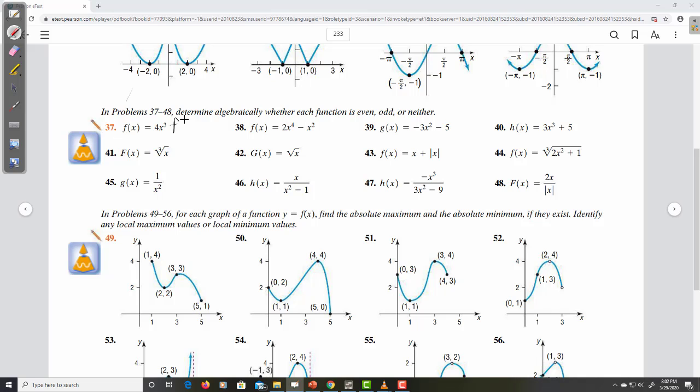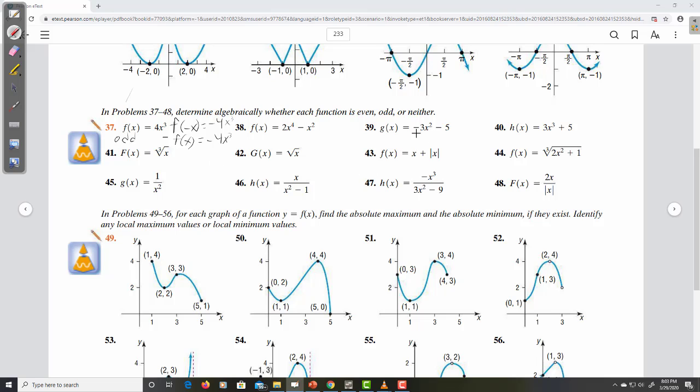We do f of negative x. Plug that in, cube a negative, it's still a negative, so that's negative 4x cubed. That is not equal to the original function, so it's not even. But if we look at negative f of x, that is literally a negative times the function, negative 4x cubed. That is equal to that, so this is odd.